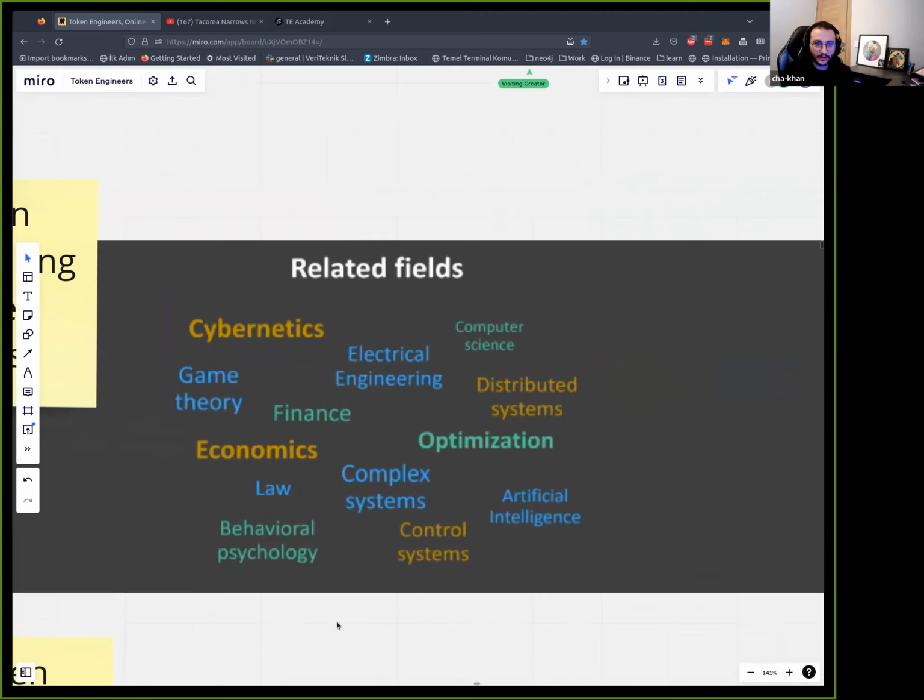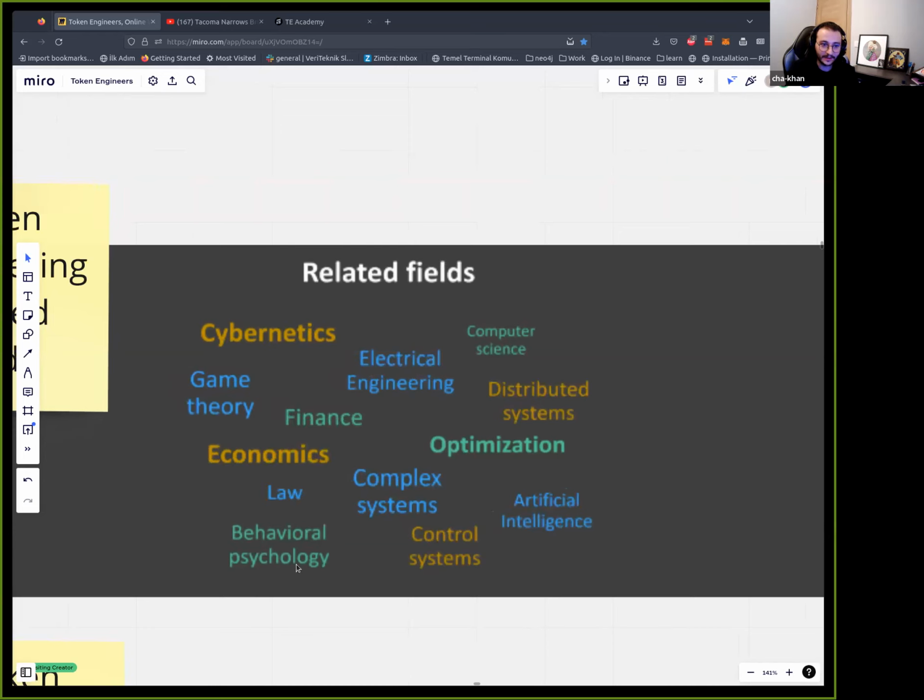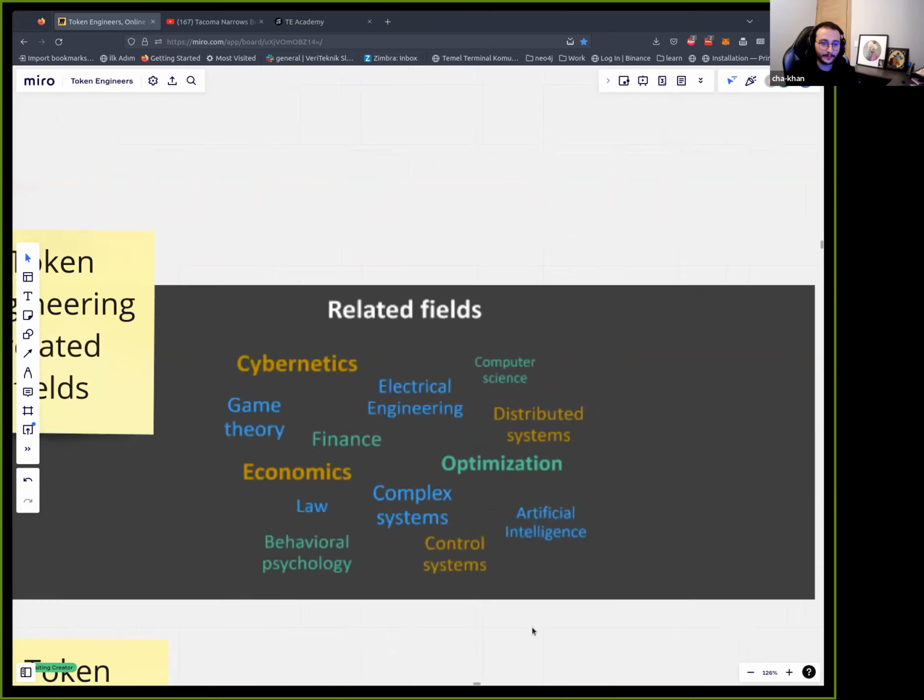Related fields that have been identified by researchers in this field are electrical engineering, where optimization of systems comes in, distributed systems, and computer science, of course. Game theory and finance come in, and economics comes in because we're designing systems with incentives, together with behavioral psychology. So the understanding comes through behavioral psychology, and then we try to build games that we can optimize for using ideas in electrical engineering, optimization, and AI systems.